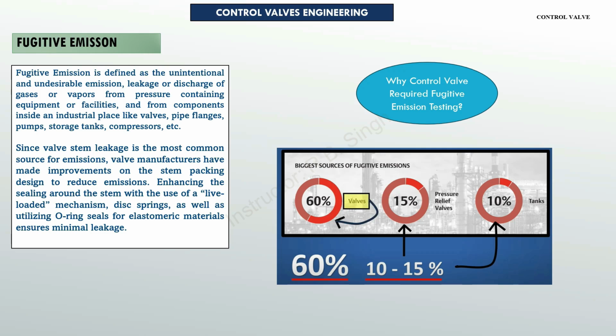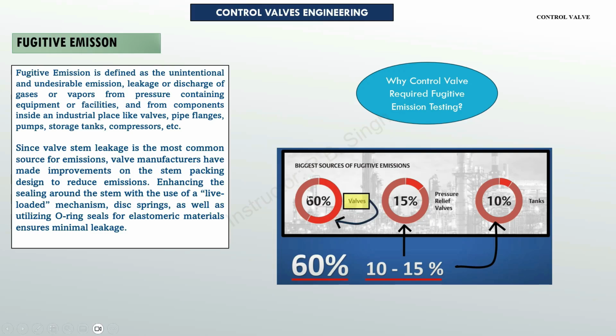If you talk about the pressure relief valve and the tanks, these are static components. That's why these components allow very little emission. In that case, we may not require fugitive emission testing, because we can handle the leakage by tightening. For a pressure relief valve, you can tighten the process connections, and that will prevent the leakage.